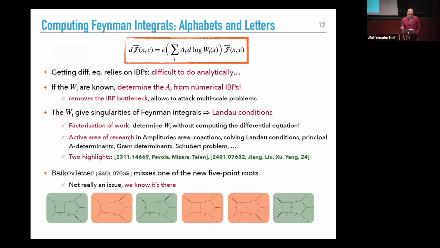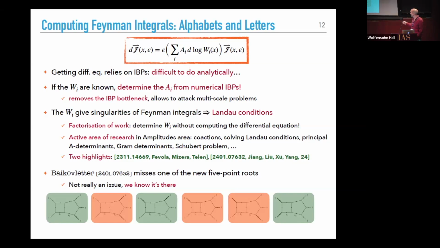And indeed, the WIs just give you the singularities of Feynman integrals. So they don't just have something to do with the differential equation. I can try to study them from a different perspective, which is from Landau conditions. And this allows me to factorize the work of determining the AIs without actually computing the differential equation. And this is a very active area of research in this community. There are many ways to approach these things, like coaction, again, solving the Landau conditions, principal A-determinants, prime determinants. There are many people working on this.